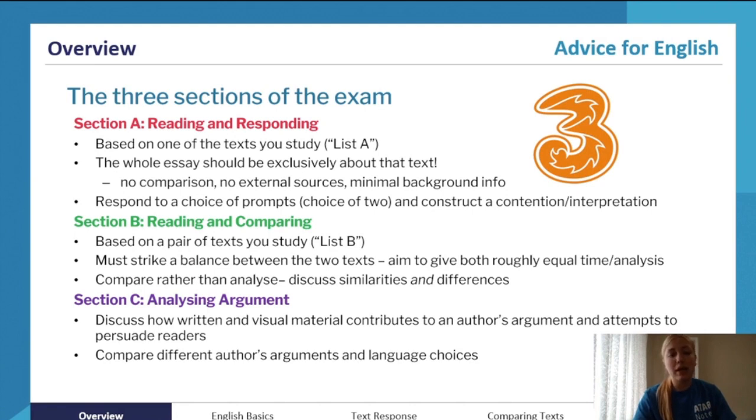Now, reading and comparing, that's your comparative response, is where you will have to write a comparative essay. It's different from text response in the sense that it moves away from analysis as much, because there needs to be adequate discussion of similarities and differences. If you currently just follow the block structure for your essays and the only comparative link that you make is somewhere in the middle where you link into the other text, that's insufficient, and you need to be making more comparative links across the entire essay.